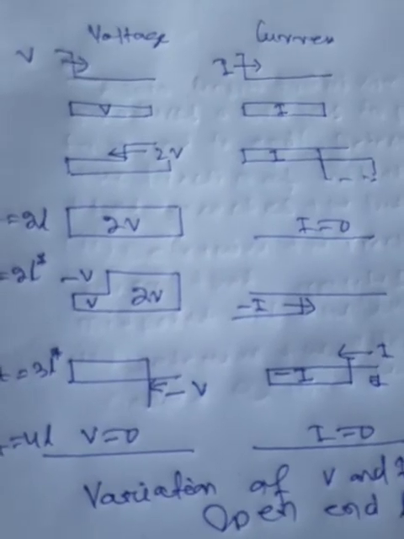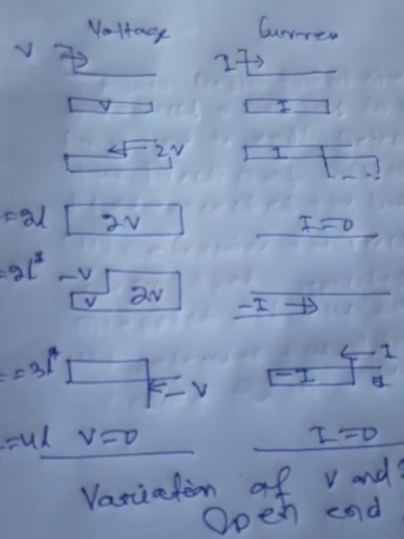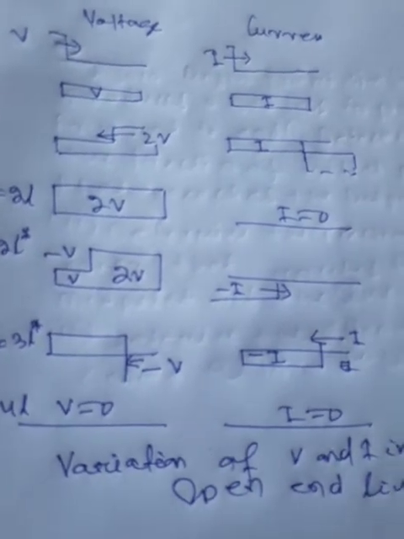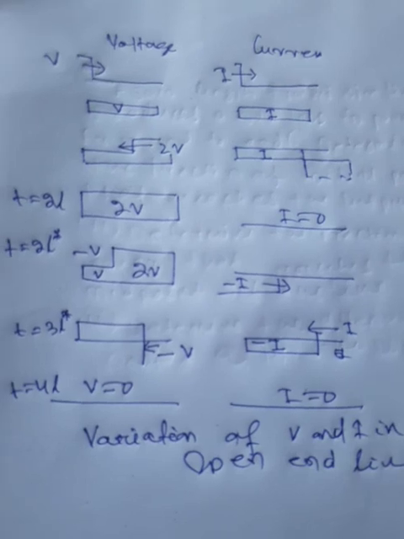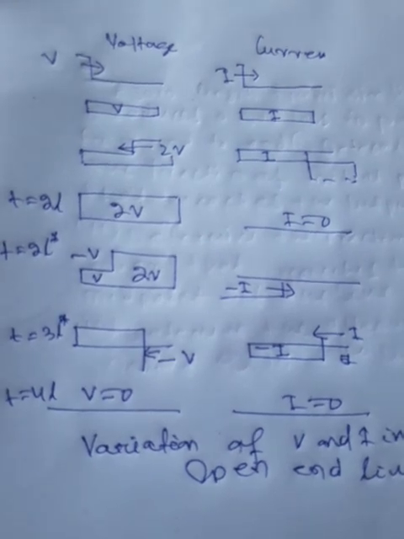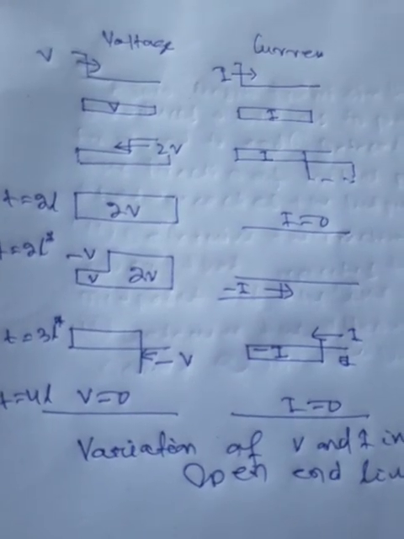You can see the variation of voltage and current wave in the open-end transmission line. Now observe that at the 4L distance, V and I vanish.